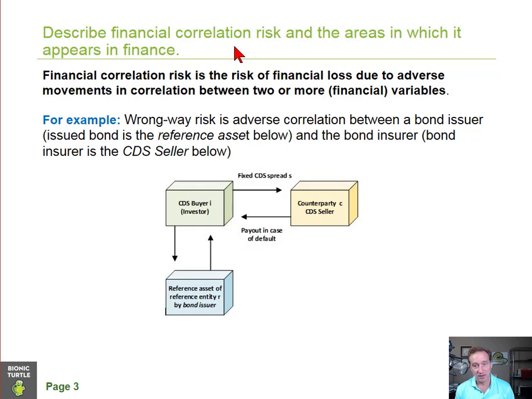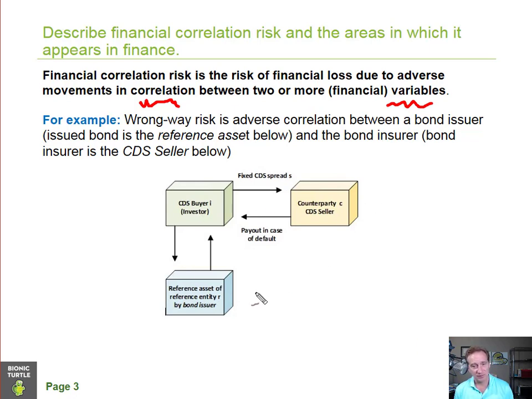We start by describing financial correlation risk and the areas in which it appears in finance. So here's our basic definition. Financial correlation risk is the risk of financial loss due to adverse movements in correlation between two or more financial variables. The example that Meissner uses here, and this is our re-rendering of the same diagram, is a classic credit default swap to illustrate wrong way risk. Wrong way risk is a manifestation of adverse correlation, so that's why it's showing up here. The point is correlation, but we have an instance here of wrong way risk.